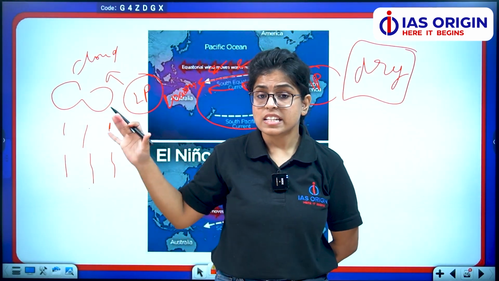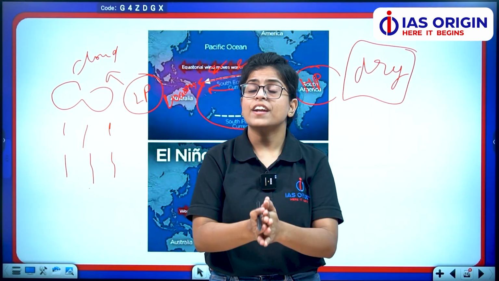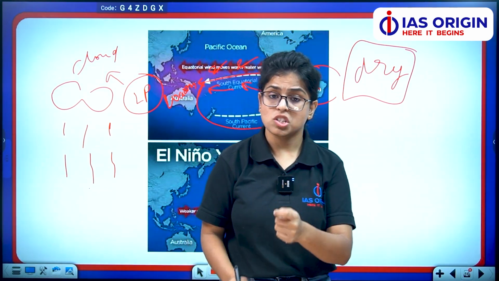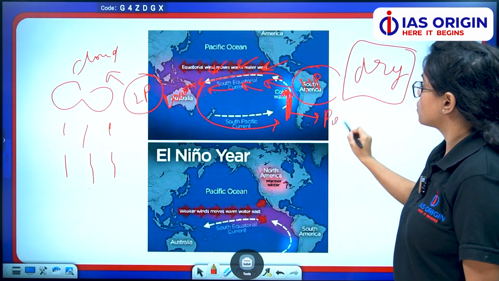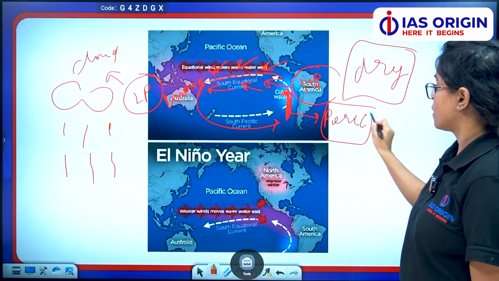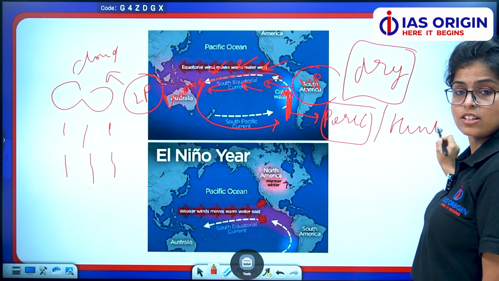So here, this is a normal Walker cycle where currents flow from America to Australia, and this current is known as the Peru current because Peru is situated over here. Peru or Humboldt current it is known as.